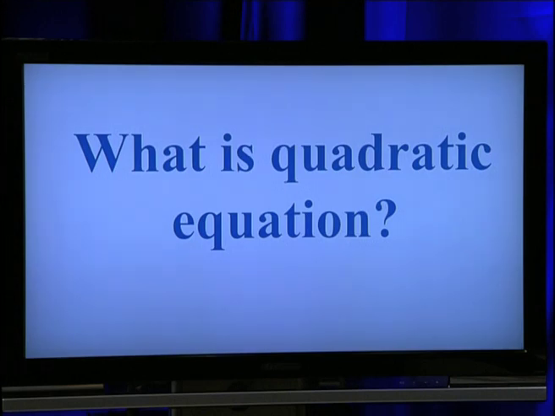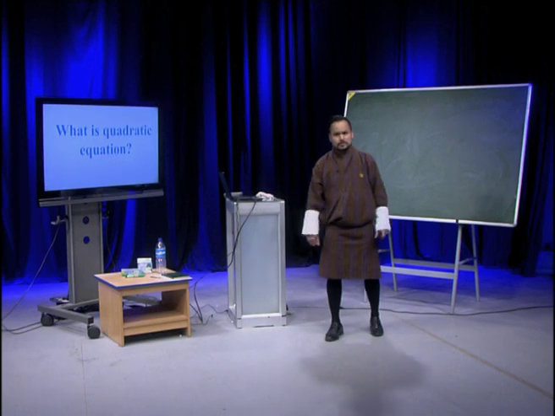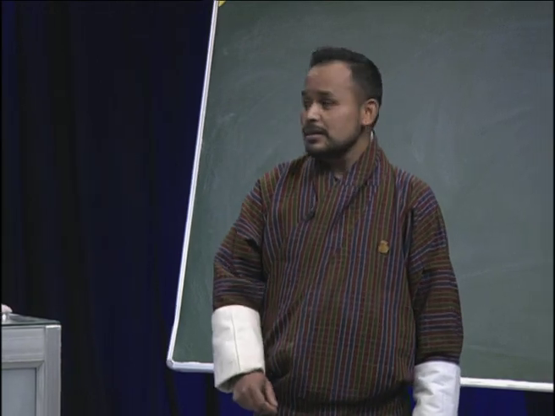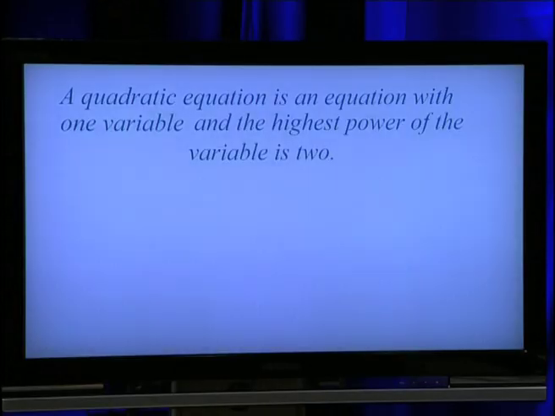You must have encountered quadratic equation in different phases of mathematical learning. Let me ask you one question. What is quadratic equation? Well, quadratic equation is an equation with one variable and the highest power of the variable is 2. Now here, to understand the meaning of quadratic equation, you have to understand 2 points. Those are, the quadratic equation consists of one variable and the highest power of the quadratic equation is 2. So these 2 points are very, very important to understand the meaning of quadratic equation.